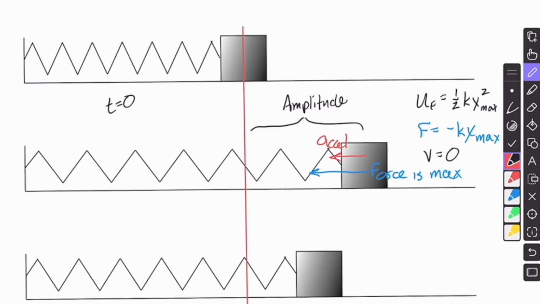A moment later, the object has moved so that it is not as far away as it was before. It's at some middle position, x, which means it has some elastic potential energy because it's still not back to equilibrium. But now the object is moving, so it has some velocity, which means it also has some kinetic energy because it's moving now.